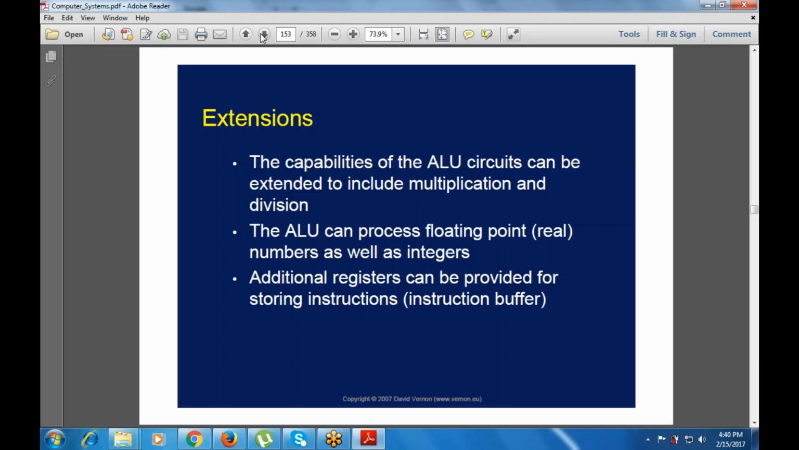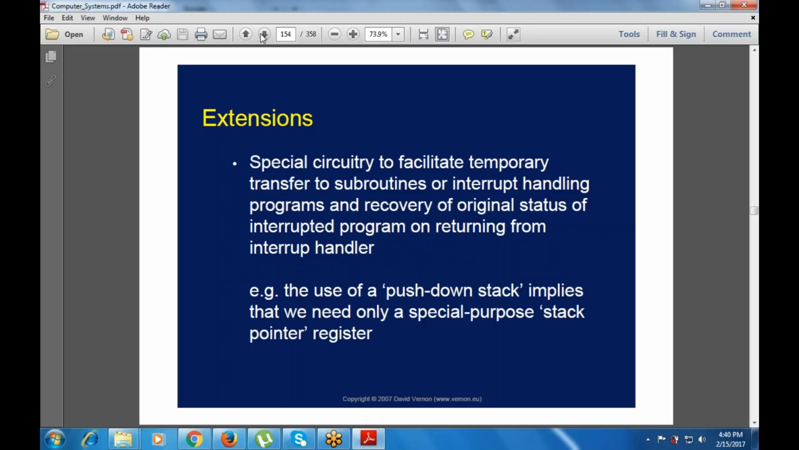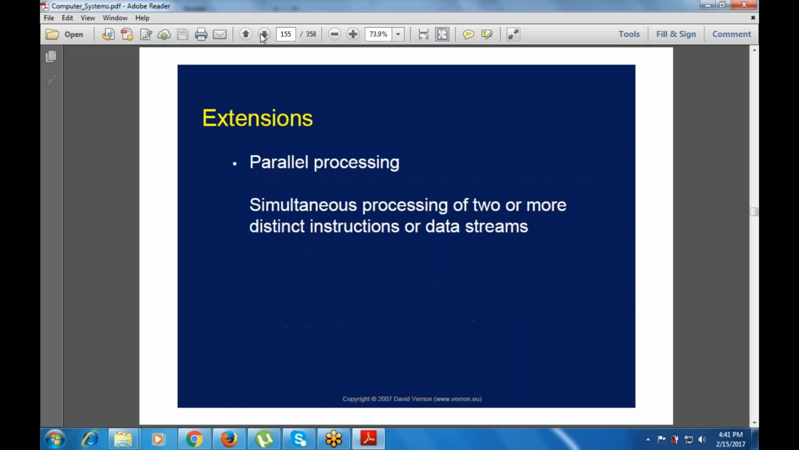So these are the extensions to the binary system, the binary arithmetic. Then special circuitry to facilitate the temporary transfer to subordinates or subroutines or interrupt handling programs, and recovery of the original status of the interrupted program on returning from the interrupt handler. Whatever the interrupt handler situation, whatever the circuitry used to facilitate the temporary transfer to the subroutines. Example, the use of a push down stack implies that we need only a special purpose stack pointer register.